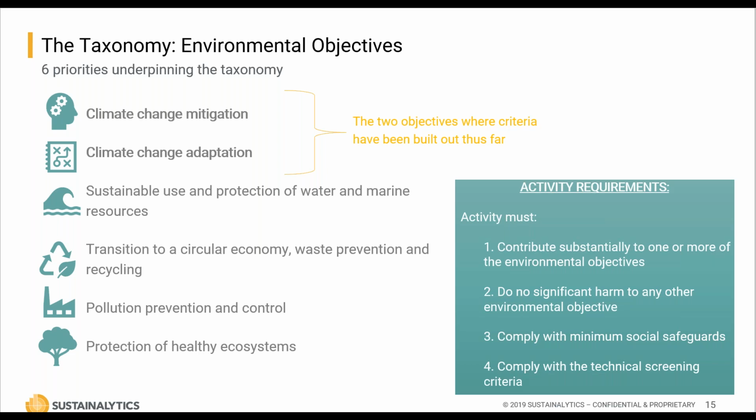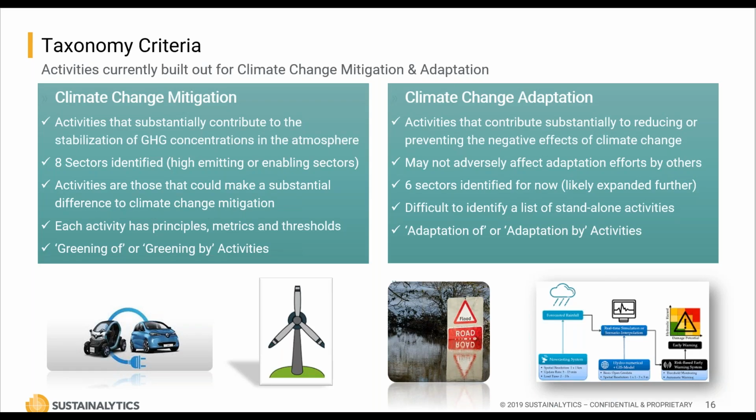In terms of activities, for a taxonomy compliant activity, an activity must contribute substantially to one or more of the environmental objectives. It must do no significant harm to the other objectives. It must comply with minimum social safeguards, and it must comply with the technical screening criteria. As I mentioned, the TEG has built out criteria for both climate change mitigation and adaptation at this point, so I wanted to just take a brief moment to cover these further.